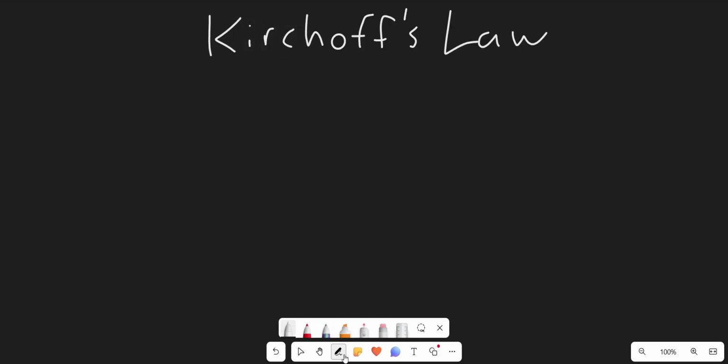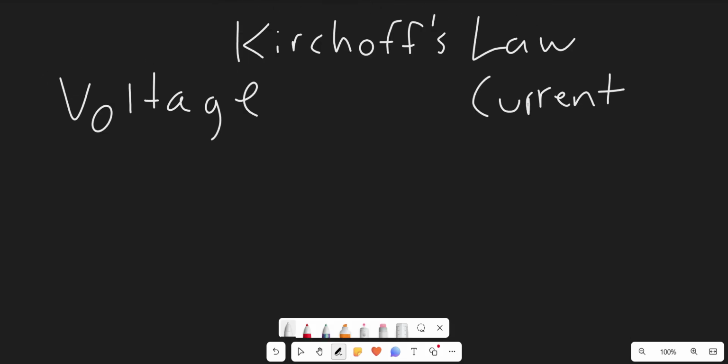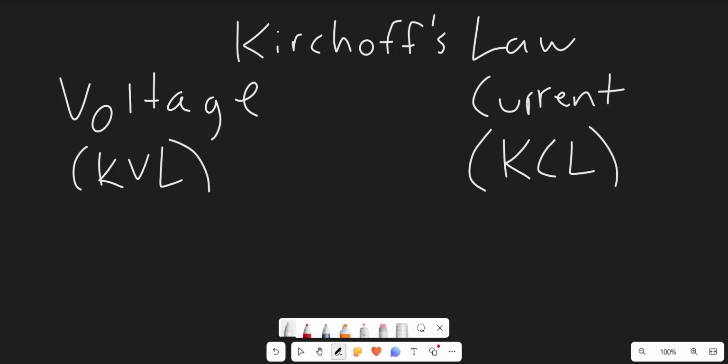So Kirchhoff's law has two parts to it. It has a law describing the voltage and also a law describing the current. And we can abbreviate Kirchhoff's voltage law with simply KVL. So that's Kirchhoff's voltage law, and then Kirchhoff's current law would be KCL. So let's start off with KVL. So what does this law describe to us?